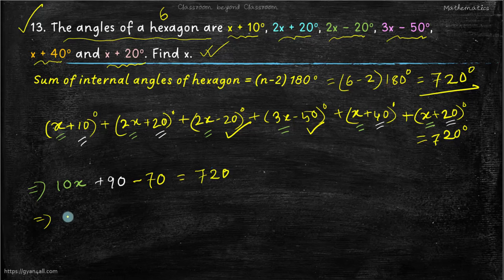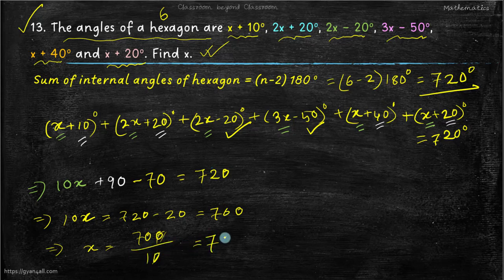So 10x is equal to 720 minus 20, which is 700, and therefore x is equal to 700 divided by 10, which is 70. So that is the value of x that we had to find out. x is equal to 70.